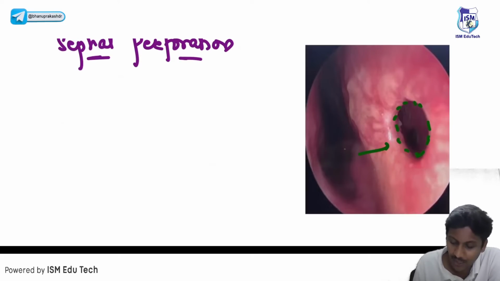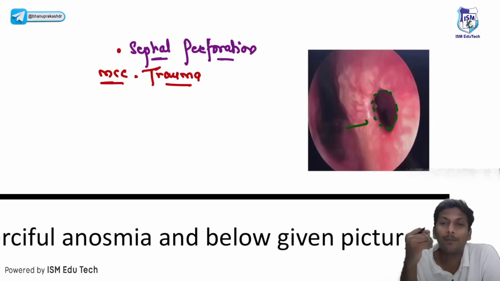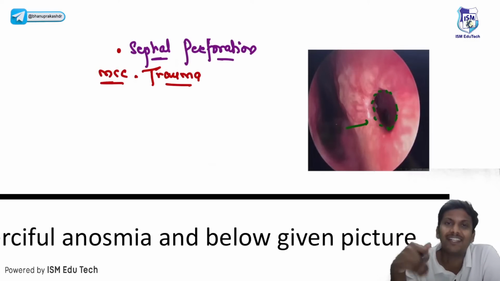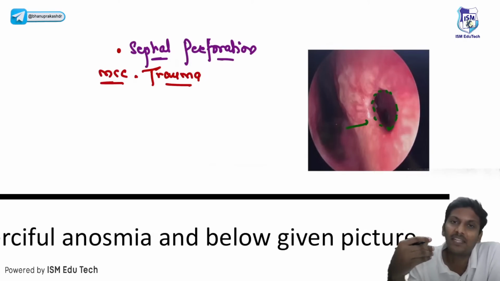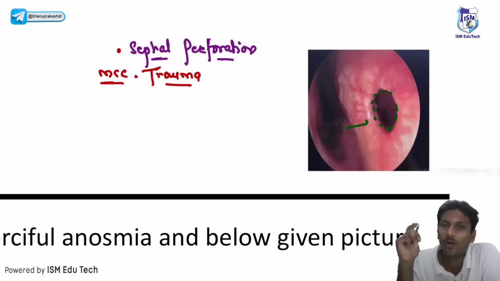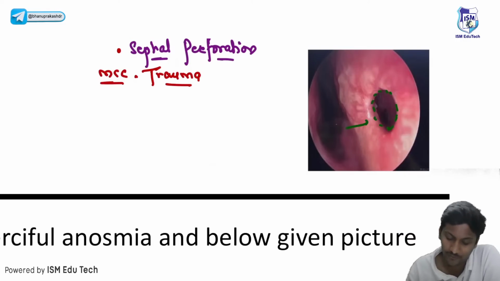And if I talk about septal perforation, what is the most common cause of septal perforation? So definitely most common cause of septal perforation will be again trauma. Why? Because after trauma the patient develops septal hematoma, if the septal hematoma is not treated, it will get infected and the patient will form septal abscess. And if the septal abscess is not treated, further what will happen? There will be necrosis, and due to that there will be formation of a hole or a perforation in the nasal septum. Okay? So trauma is a very common cause of septal perforation.